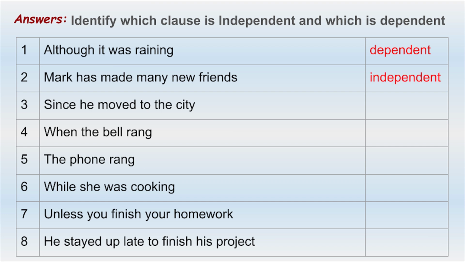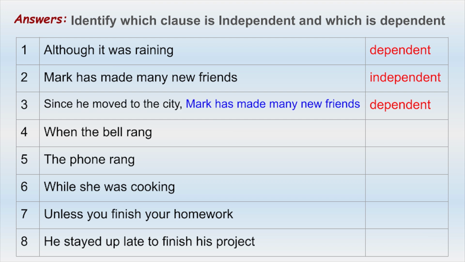Number 3, since he moved to the city. We may ask, what happened since he moved to the city? So this is a dependent clause. To complete this thought, we could add the independent clause in number 2. Since he moved to the city, comma, Mark has made many new friends.